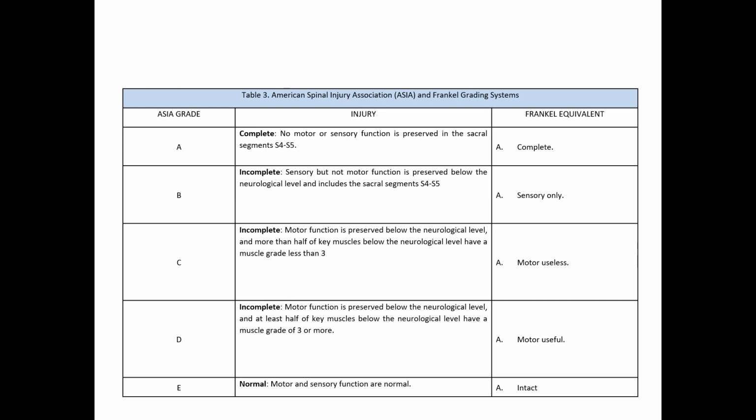So B, C and D are incomplete. B is sensory but not motor function preserved. C, motor function is preserved below the neurological level, and more than half of the key muscles below the neurological level have a muscle grade less than 3. So it is not useful. D is when the muscle grade is more than 3, which is useful. So we have to know that complete cord injury is ASIA grade A, and the normal function is ASIA grade E.